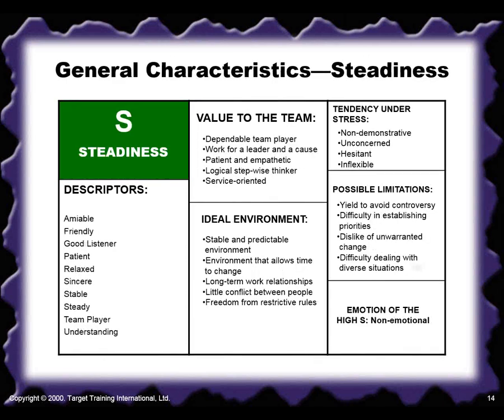So this is the person who doesn't like change. They don't like confrontation. They are great, loyal team players, and they want everybody to get along, okay? And they don't show a lot of emotion, by the way. So that's why the emotion of the high S is non-emotional. Their value is what? They're dependable team leader working together with a leader on a cause, and they are logical and service-oriented. So if you want somebody to really take great care of your clients, if you want somebody to take great care of your team, this is the quality you must look for. Because high S are very service-oriented, okay?